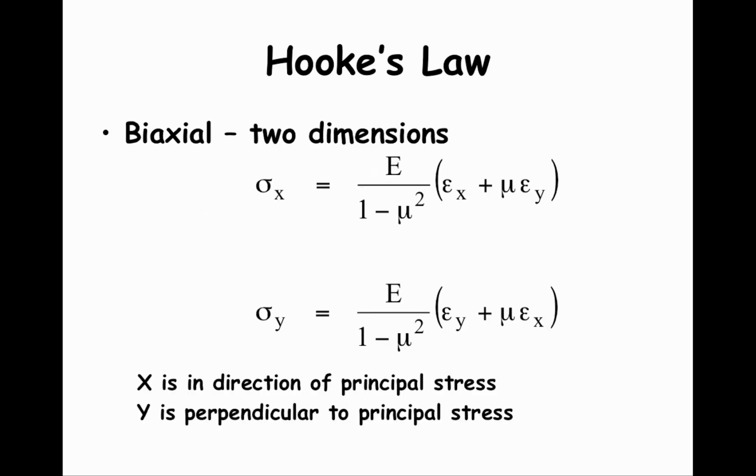For stress in two dimensions, a biaxial problem, Hooke's law has two equations for finding the stress sigma in the direction of the principal stress x and the stress sigma perpendicular to the principal stress. The equation includes Poisson's ratio mu. There are more equations for finding stress in all three dimensions. Again, if you want to calculate stress in all three dimensions, you will need to measure strain in the three directions.